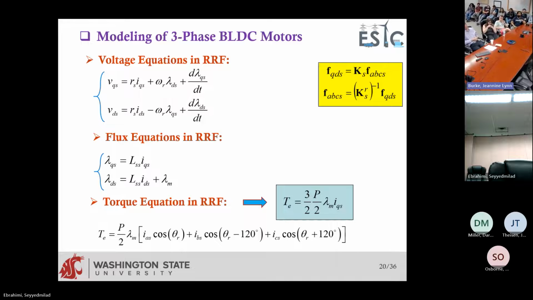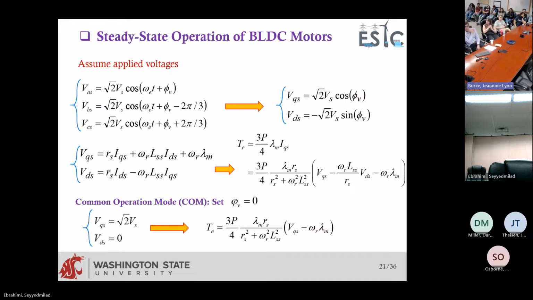Lambda D is also LD ID plus lambda M. VD is R ID minus omega R L IQ, right? So they look like this.